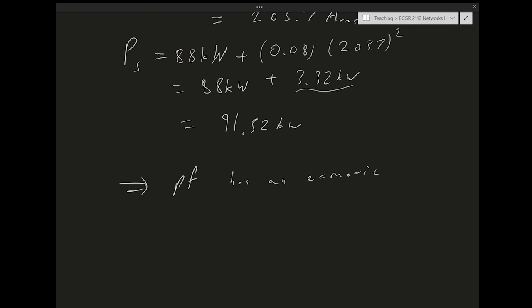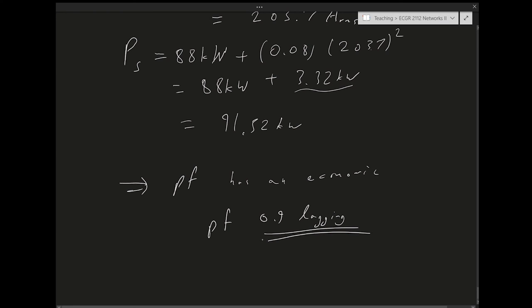Right? Utilities typically insist that large industrial institutions like factories or large municipal loads work on improving their power factor. Okay, and typically a power factor of 0.9 lagging or better is what utilities insist on. If your power factor is less than 0.9, you typically would be penalized by having to pay a higher rate.